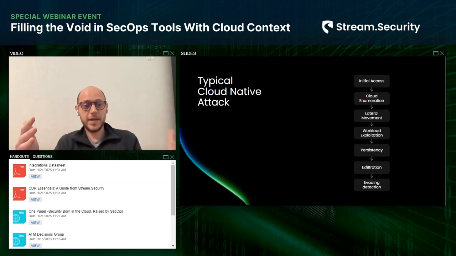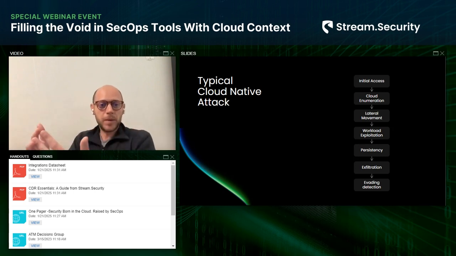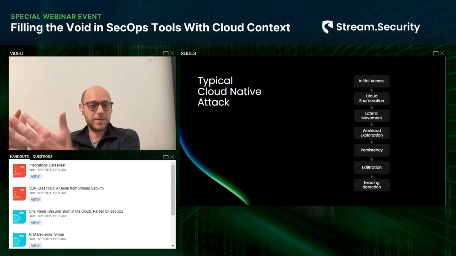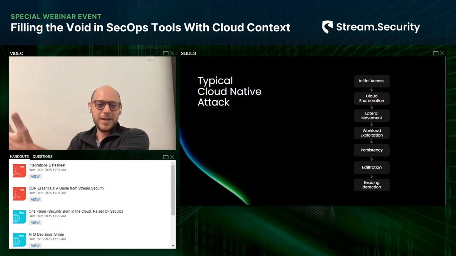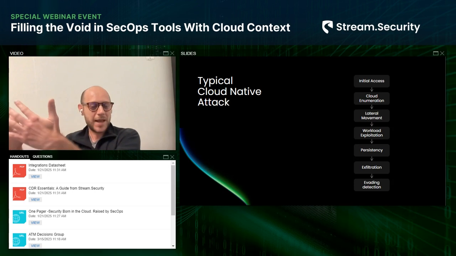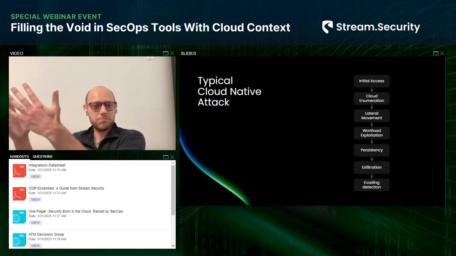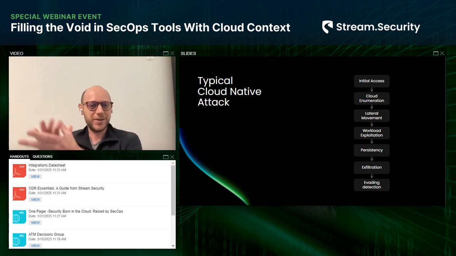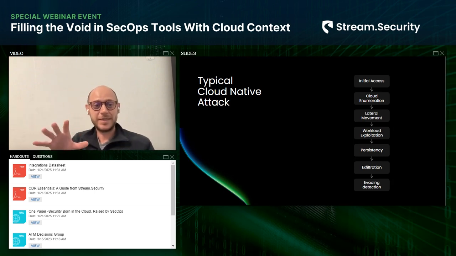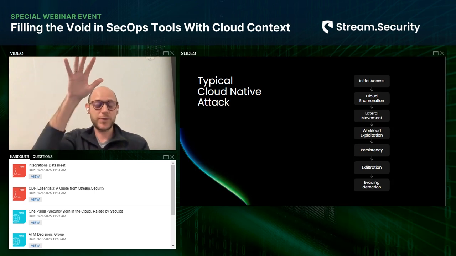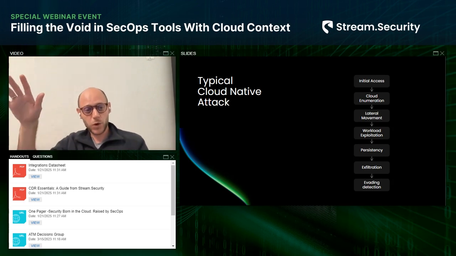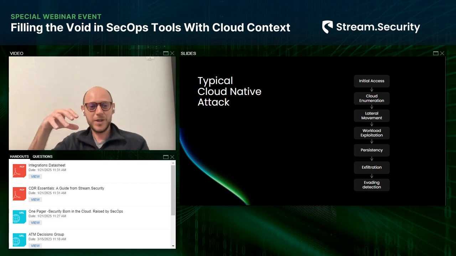Then once he assumes that role, he will probably have the ability to do some stuff that has higher privileges. For example, exploit a workload using maybe SSM injection of specific code into a running machine, and then basically create persistency from a workload. So moving from an identity attack vector to a workload attack vector to persistency, and then use the machine permissions to actually go in, exfiltrate data, and potentially evade detections.